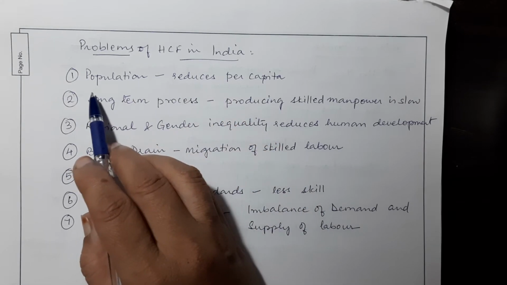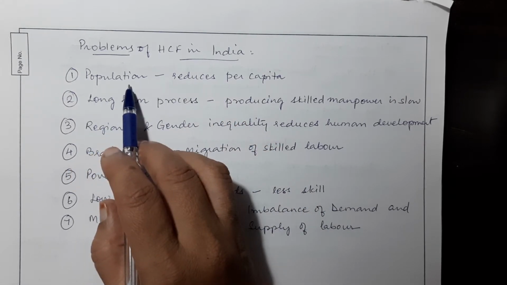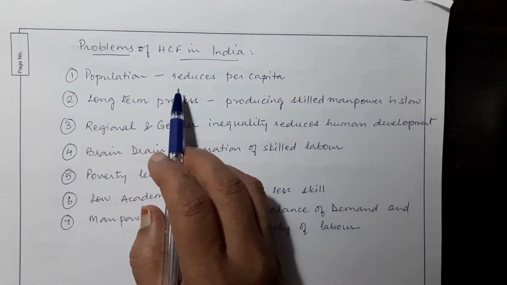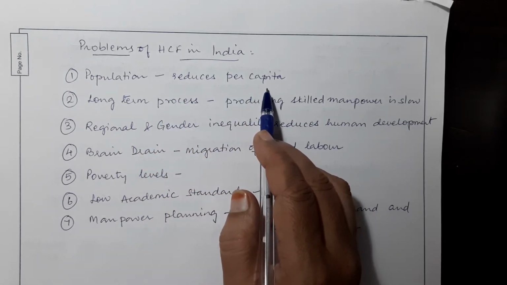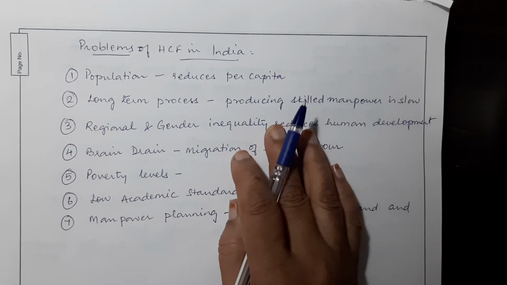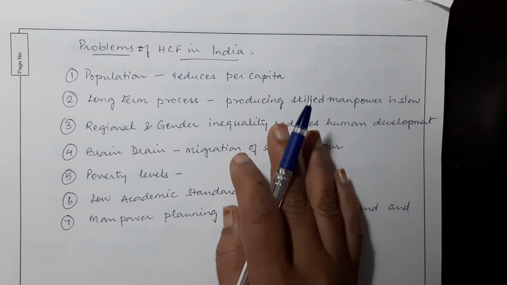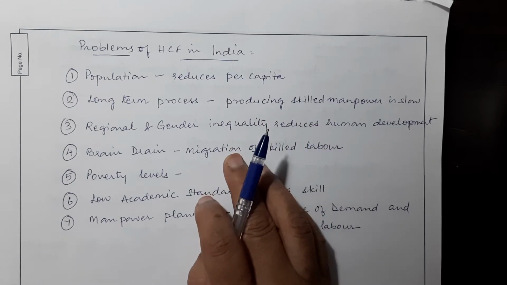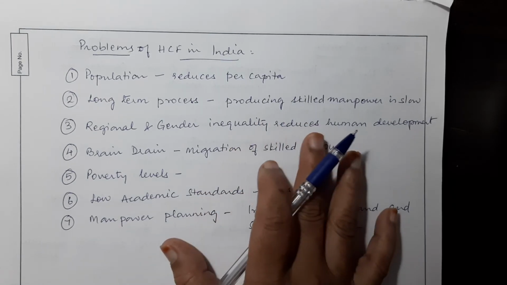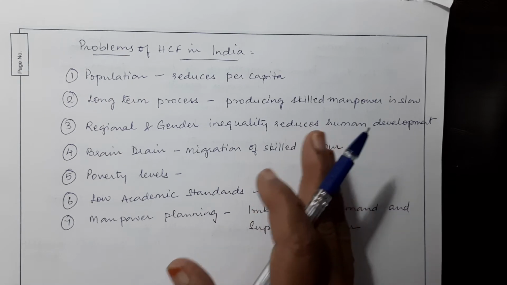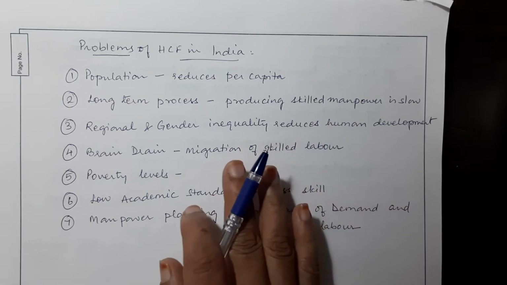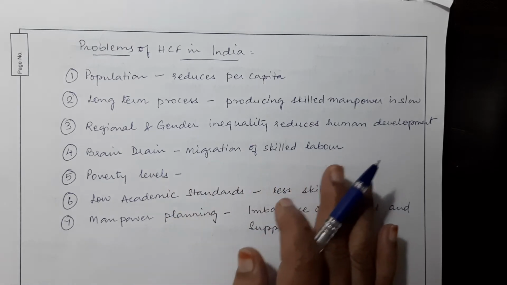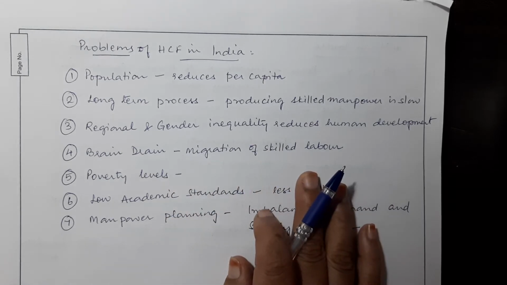The first among them is population. A large population would mean a reduction in per capita income, because population adversely affects the quality of human capital formation in developing countries. A large population would mean a huge investment in education and health. So this diverts scarce money to the production of human capital at the cost of physical capital.